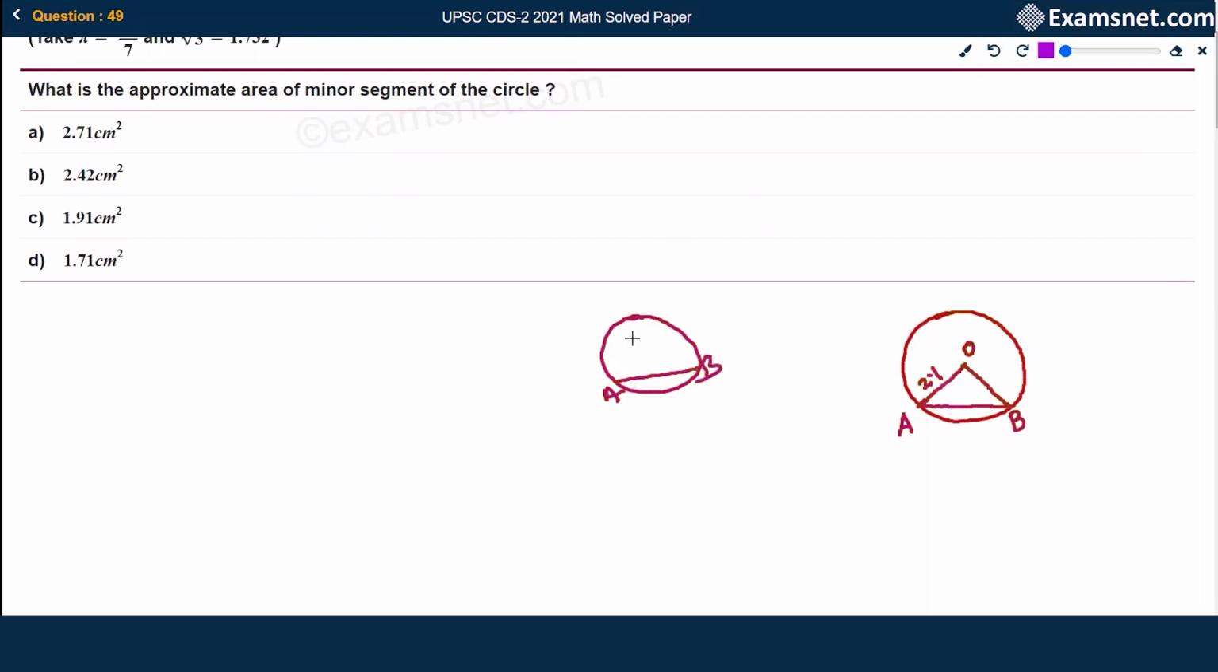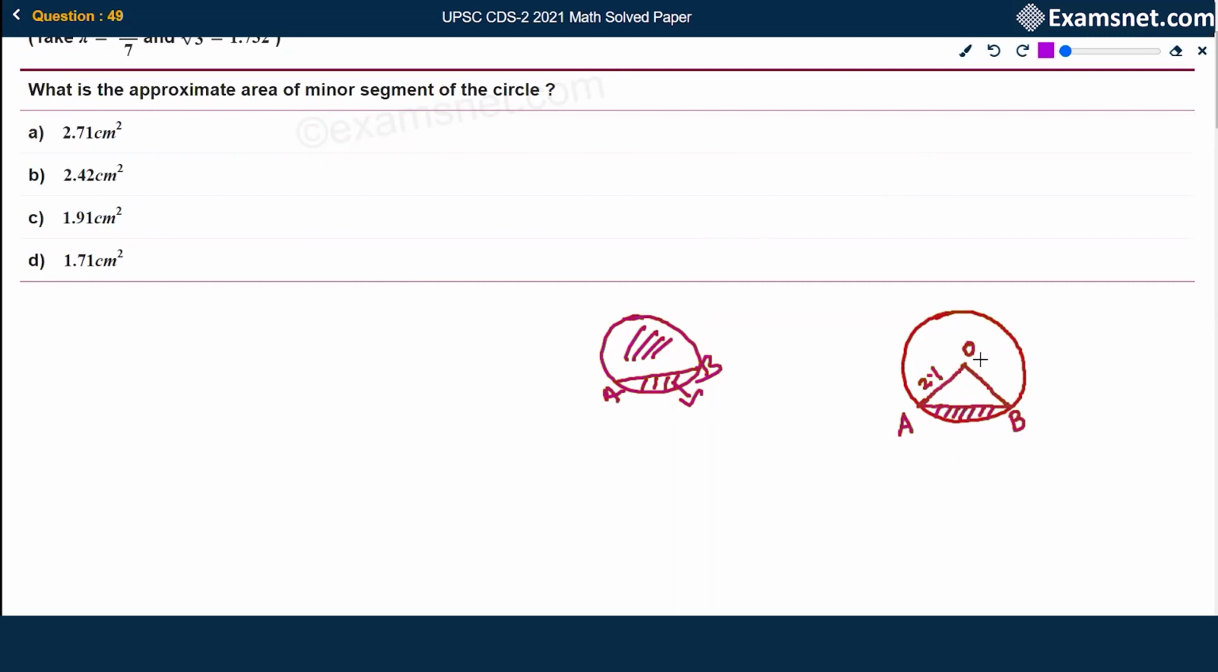The part enclosed by the chord and the circle, the small part, is called the minor segment and the larger part is called the major segment. So here we can see AB, this part, and we are required to find the area of this part. So how can we find it?